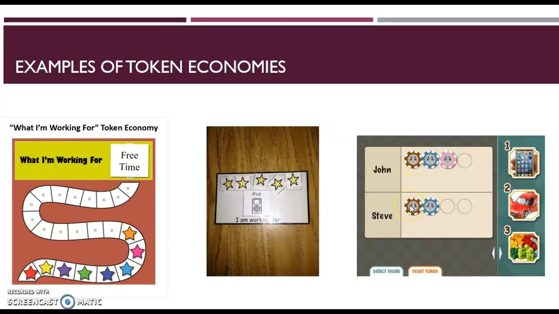On the picture on the right, they're using poker chips as their tokens. And on the right, we can see that they have different levels. So if students earn 1 chip, they get time on the iPad. If they receive 2, they get to play with the car, and if they receive 3 tokens, then they get to use Legos. This is a good example of the leveled token rewards, and we can see clearly what it takes to earn each one.